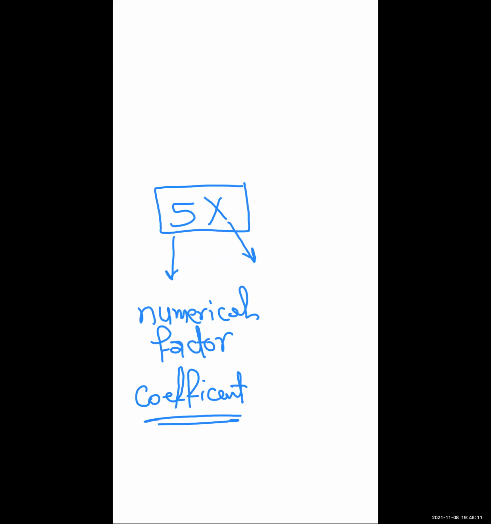So this means 5x consists of 2 parts, the number 5 and the variable x. So 5, this one is the numerical factor or the coefficient. Then what about x? Actually, x is the algebraic factor. All these points are a general introduction for the important topics which we are going to study.